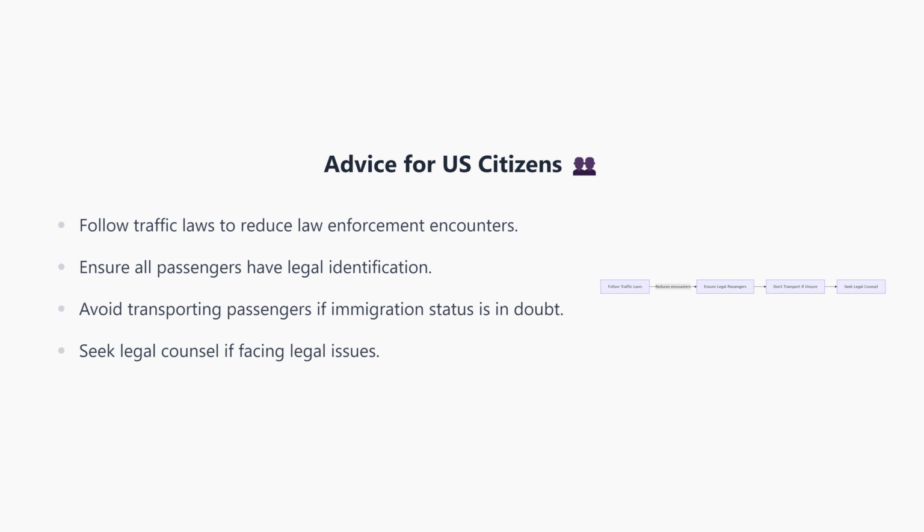For individuals driving in the U.S., here are some prudent pieces of advice. First, follow traffic laws strictly as it minimizes encounters with law enforcement. Second, verify your passenger's legal status and their identification. Third, if you're unsure about a passenger's immigration status, it's best to avoid driving them. Lastly, should you face legal issues regarding your passenger's status, seek immediate legal counsel to ensure you have the best possible guidance.